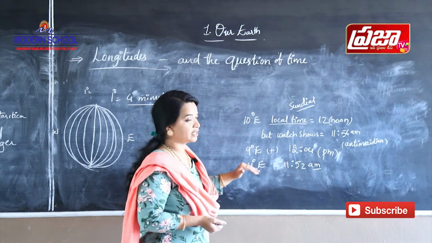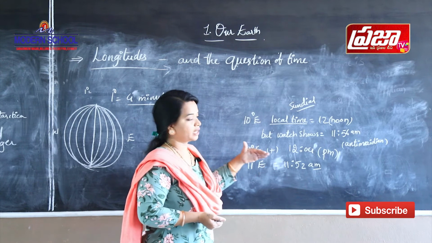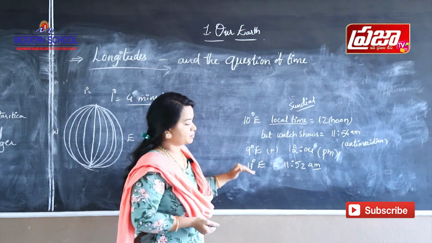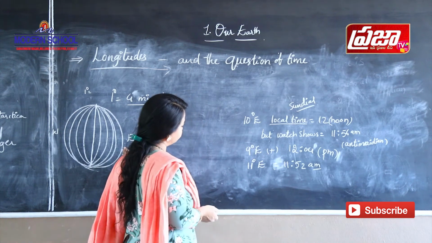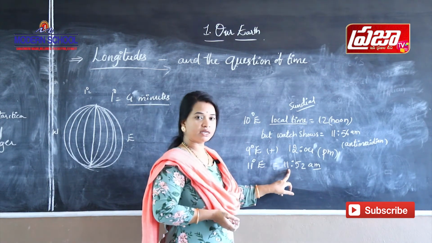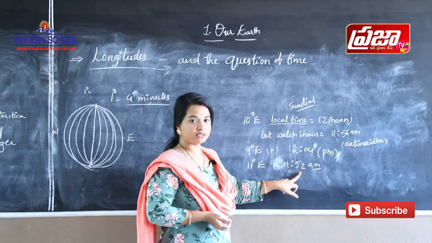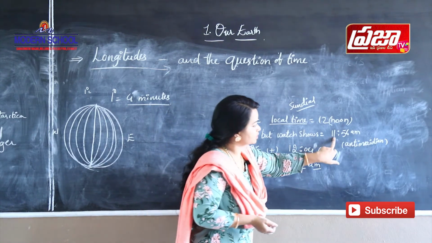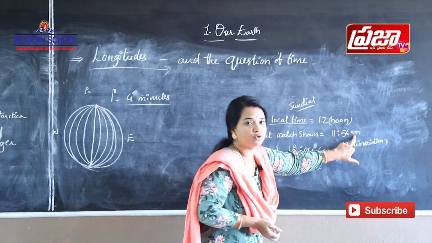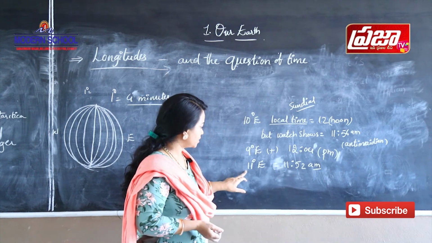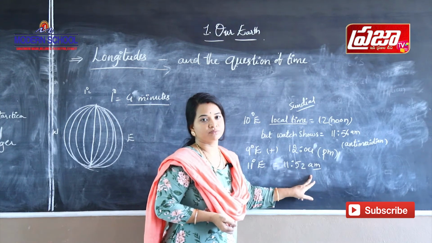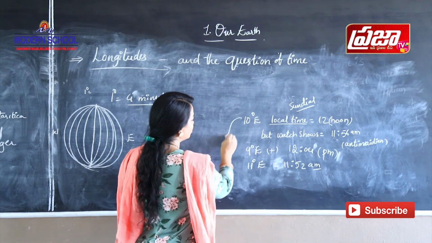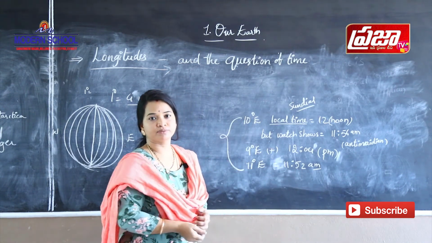And coming to the 11 eastern longitude, again you have to subtract the time here. It means you are going westward. So here again it shows 4 minutes less. It means here it is showing 11:56 a.m. in the watch. Here at 11 degrees eastern longitude, it shows 11:52 a.m. So this creates a lot of confusion for us.